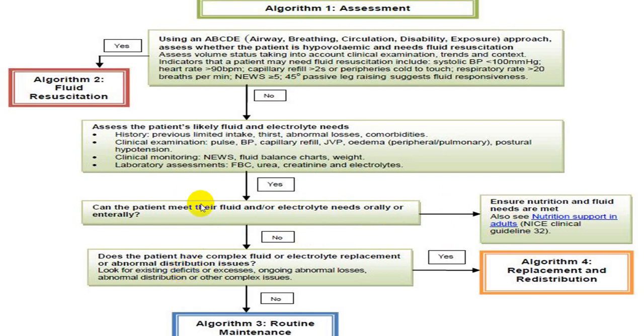And if you do a reassessment and the person is now stabilized, then you can go for maintenance. If he is stabilized but still has ongoing losses, then you will have to go for replacement. And during that replacement, you should also look for redistribution. Is there any factor which is causing redistribution? This should be taken care of.